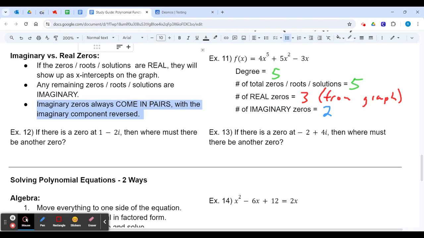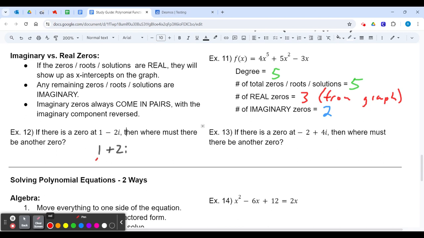But the imaginary component is always reversed. So if we know that we have a 0 at 1 minus 2i, then the other 0 is going to be at 1 plus 2i, where 1 is kind of our real component here, and 2 is our imaginary component. Okay, the real stays the same, the imaginary is reversed. So in example 13, similarly, that other imaginary 0, we have the real component at that negative 2, the imaginary component is negative 4i.